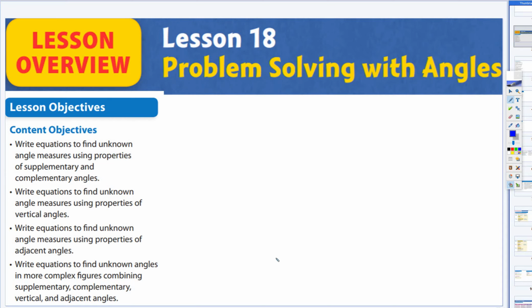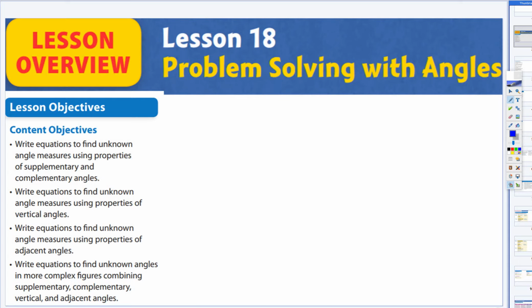Lesson 18. Problem solving with angles. Lesson objectives. Content objectives. Students will be able to write equations to find unknown angle measures using properties of supplementary and complementary angles. Students will be able to write equations to find unknown angle measures using properties of vertical angles.